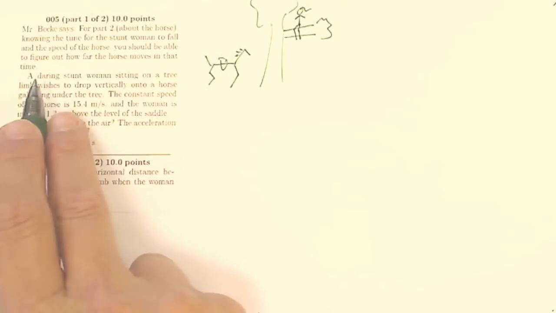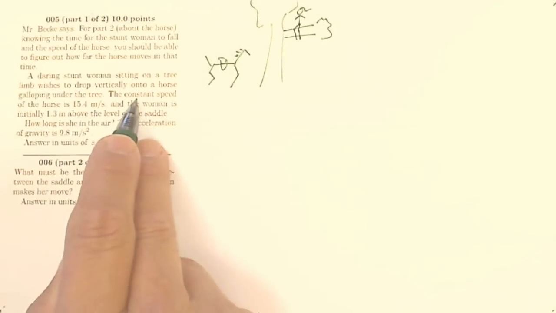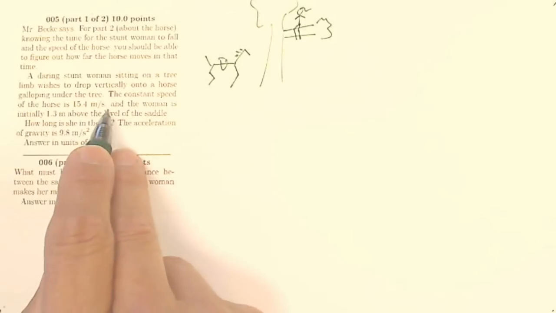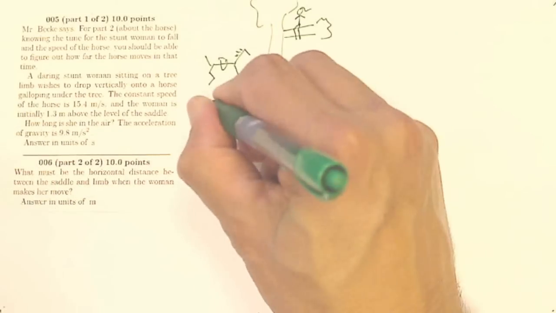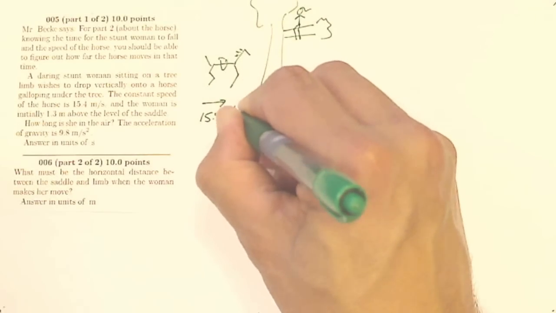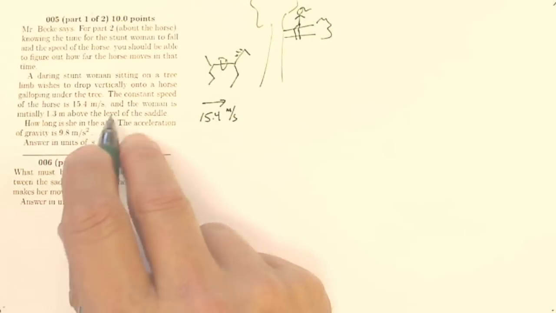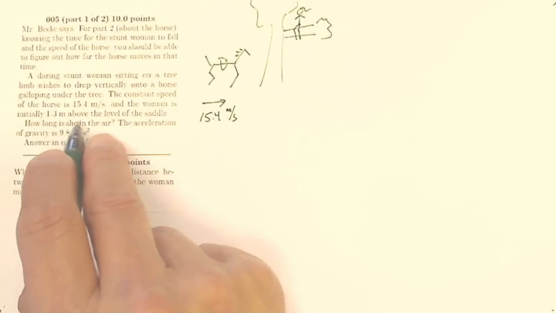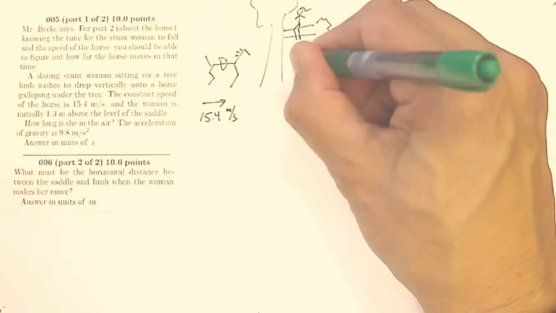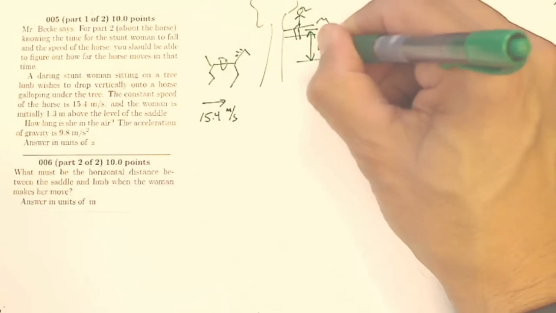So let's see what that says. A daring stunt woman wishes to drop vertically onto a horse galloping under the tree. The constant speed of the horse is 15.4 meters per second. So this horse is zipping along at 15.4 meters per second. Keep that in mind. But that's not the woman, that's the horse. The woman is initially 1.3 meters above the level of the saddle. So the woman has a distance here of 1.3 meters that she's going to fall.